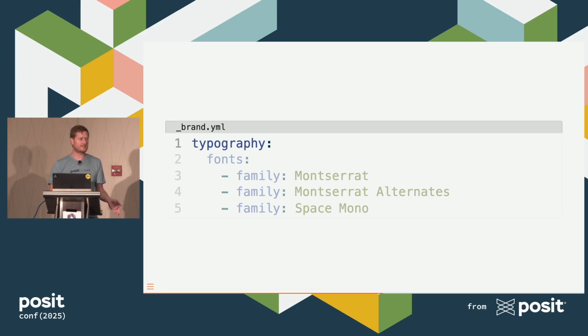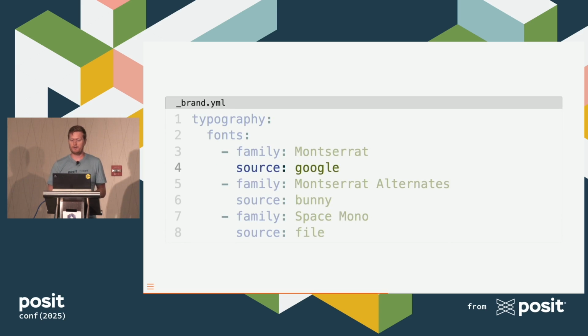You're first going to just list the things that are in the brand guidelines. So we're going to list the fonts. Here we're using Montserrat Alternates and Space Mono. What's really nice, though, about brand.yml is you actually can say where you're going to get these from. So this could be Google Fonts. You could use Bunny Fonts, which is a funny name, but it's a GDPR-compliant version of Google Fonts. And also, if you have a proprietary font, you can store them locally and then use those files.